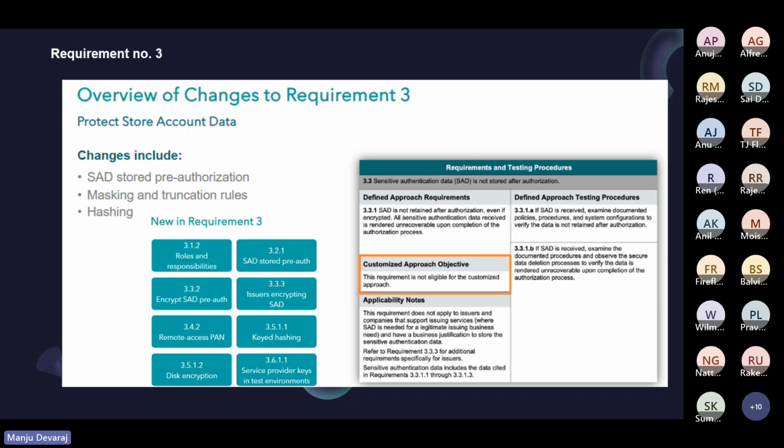But now, in the near future, that requirement is evolving to say you need an additional level of encryption. We'll see through that. Now, roles and responsibilities, as I said, are now very clear. And 3.2.1 SAD stored pre-authorization: there is a requirement there. The assessor has to assess how they are storing it, what the encryption is, and how they manage the keys for the SAD, encrypted SAD pre-authorization.